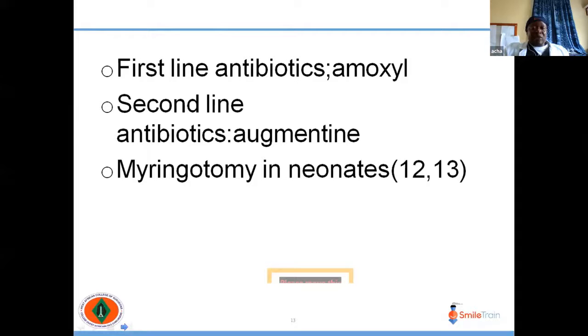In some cases where you are giving your antibiotics and you are not satisfied, particularly in neonates, you may need to go ahead and do a myringotomy. You make an incision on the tympanic membrane and drain the pus. But in children with pretty recurrent occurrence of acute otitis media, grommet tube insertion may be indicated.